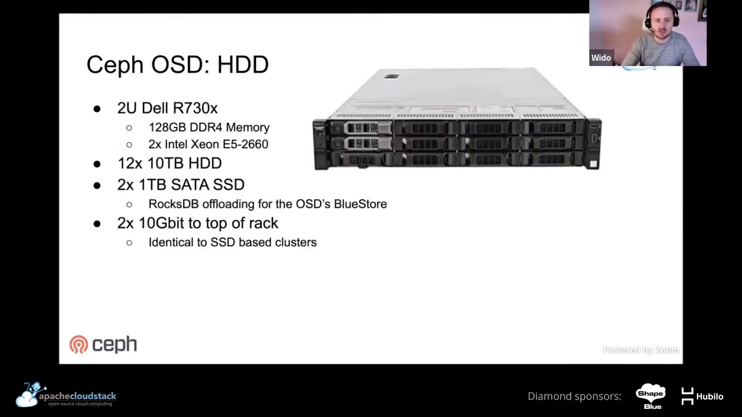We just store them on the HDDs, which is much cheaper. In this case, we use some Dell machines. They just fitted this purpose better. So Dell R730 at the moment. 12 times 10 terabytes, and we have 2 times a 1 terabyte SSD for RocksDB offloading inside Ceph. I'm not going to go into RocksDB, but once you're looking into Ceph and how Ceph works, you'll find RocksDB and offloading of the BlueStore database. Well, that's why we use the 1 terabyte SSDs. And again, identical to the SSD clusters, there's 2 times 10 gigabit to the top of rack, which we are using for networking.